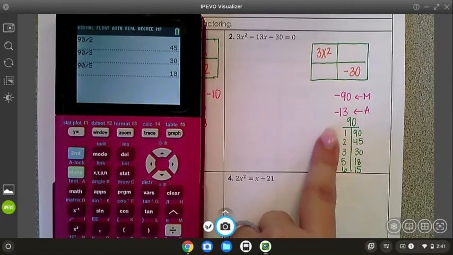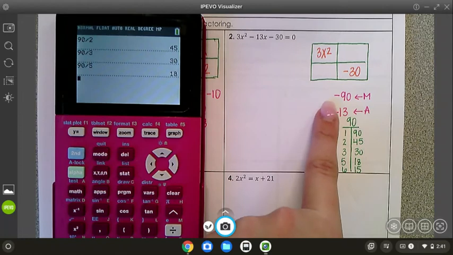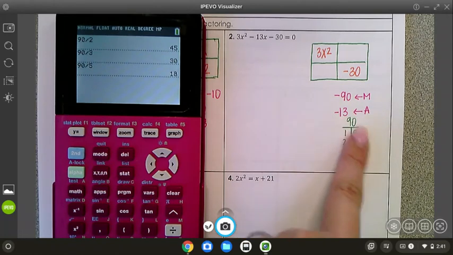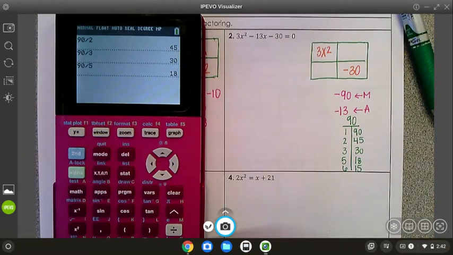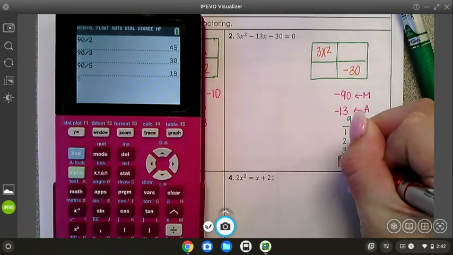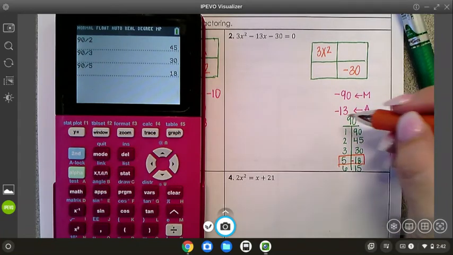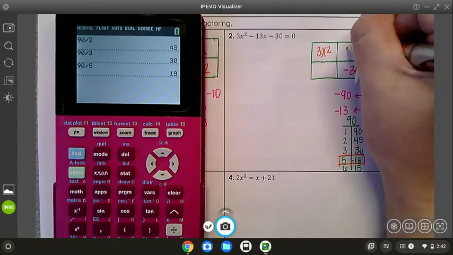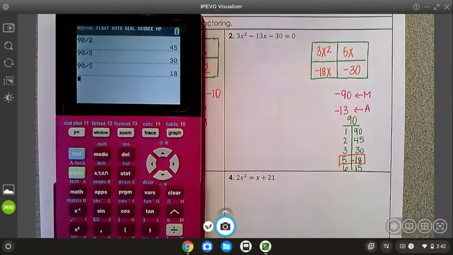6 and 15. So we've got some options here. Let's see if any of these, if I add them, do I get negative 13? And because this is a negative 90, that means one or the other have to be negative. Well, I know that 5 and 18 are 13 apart. So if I make this a negative 18, 5 plus negative 18, that does give me negative 13. So 5x and negative 18x.